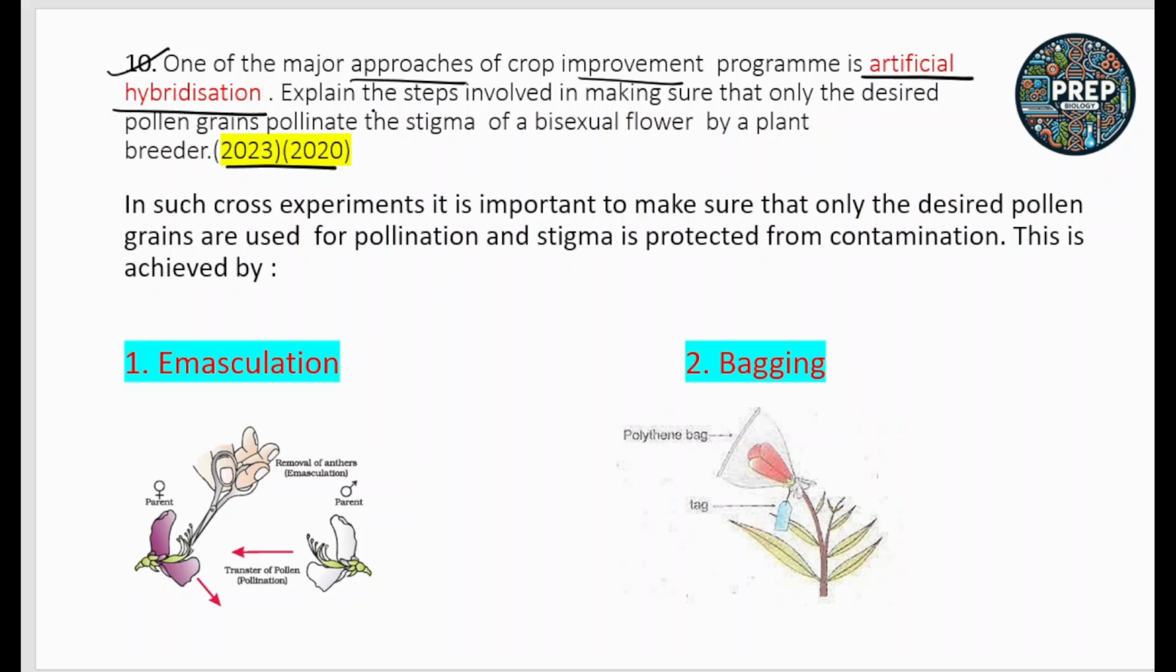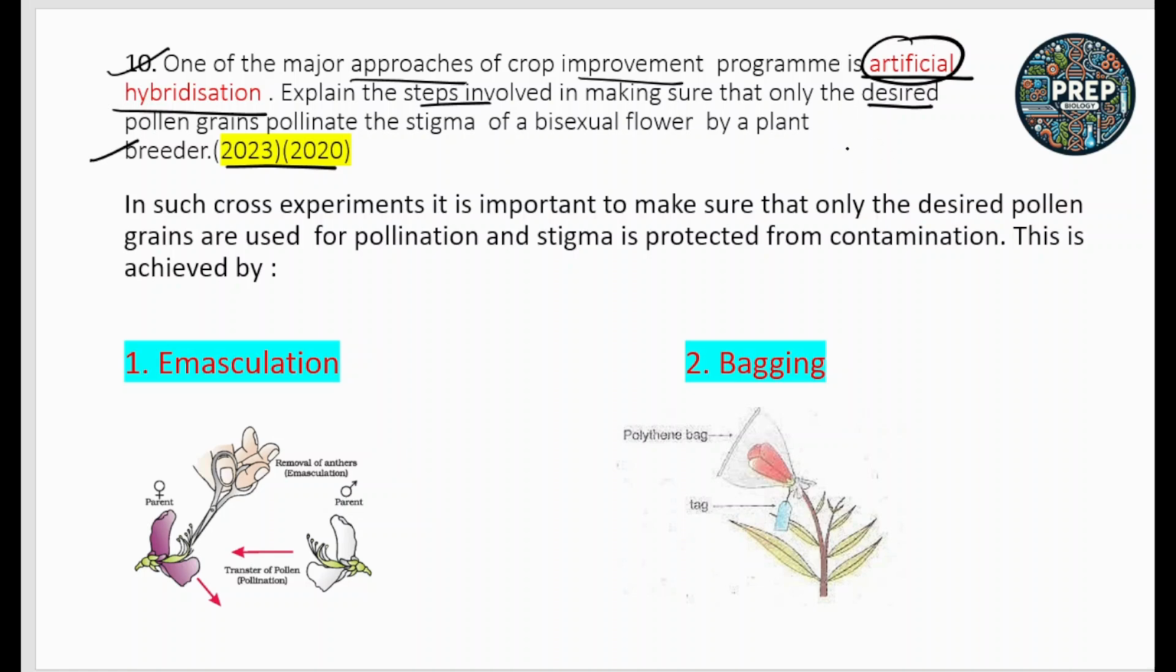Explain the steps involved in making sure that only desired pollen grains pollinate the stigma of a bisexual flower by the plant breeder. So, what is artificial hybridization? It is one of the major approaches of the crop improvement program.